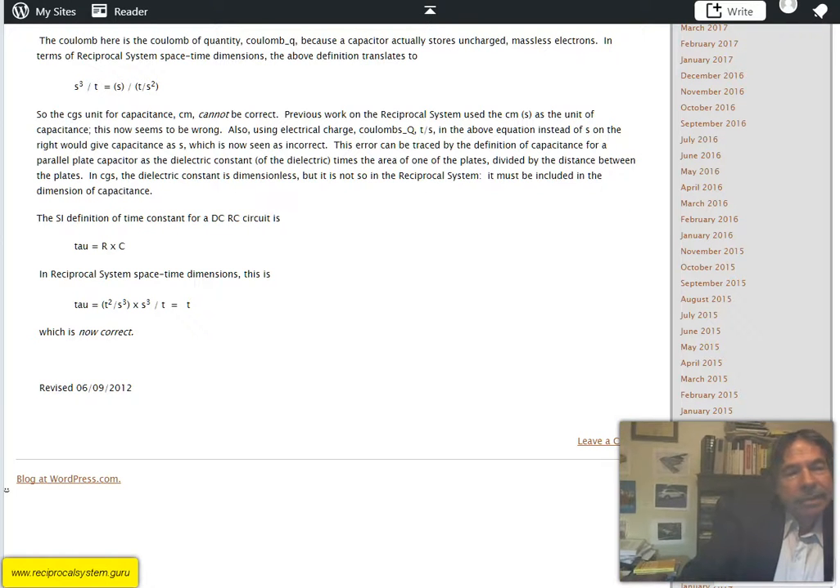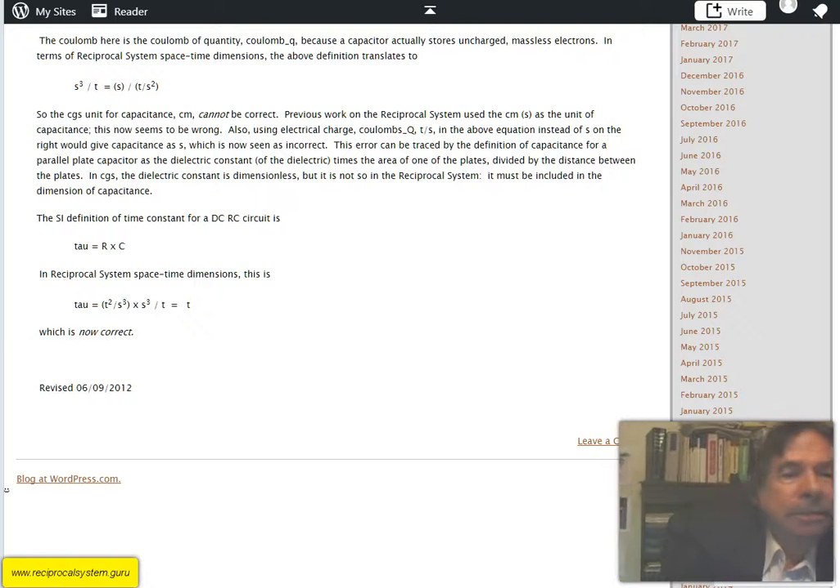The SI, that's the International Metric System, definition of time constant for a DC RC circuit is tau equals the resistance times the capacitance, R times C. And in the reciprocal system space-time dimensions, this is T squared over S cubed, which are the dimensions of resistance, times S cubed over T, and that equals T, or time, so that's correct. So it's quite interesting. In changing the capacitance dimensions in the reciprocal system from S to S cubed over T, we've also confirmed that the CGS unit is incorrect.